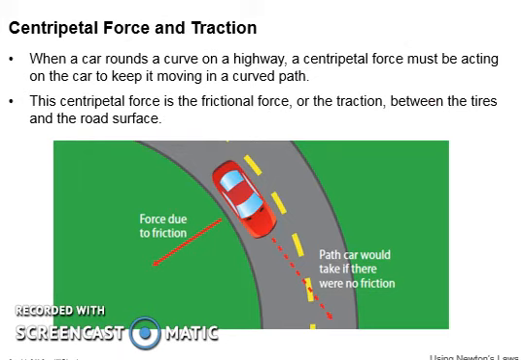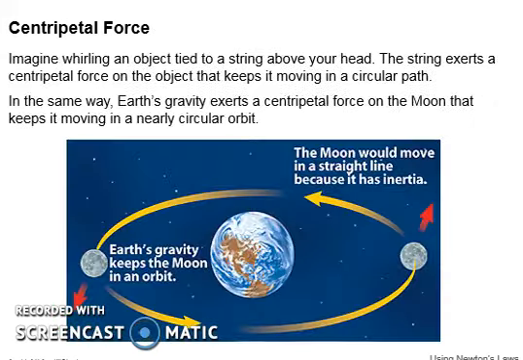So there's that word traction again. When a car rounds a curve on a highway, a centripetal force must be acting on the car to keep it moving in a curved path. This centripetal force is the frictional force or the traction between the tires and the road surface. Just imagine for a moment that you're whirling an object tied to a string above your head. The string exerts a centripetal force on the object that keeps it moving in a circular path. In the same way, Earth's gravity exerts a centripetal force on the moon that keeps it moving in a nearly circular orbit.